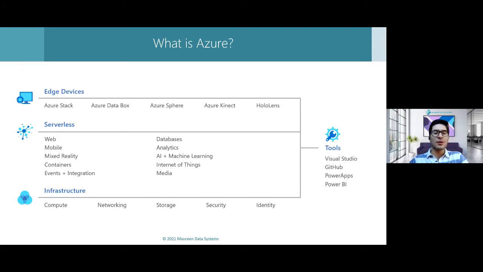Of course, we have the most common services, which are infrastructure: compute, networking, and storage, all those different services that we can have virtualized on a cloud. And finally, we are able to manage all those different services with the tools that Azure offers us, like GitHub or Visual Studio, in order to automate and make all the deployments and management easier.